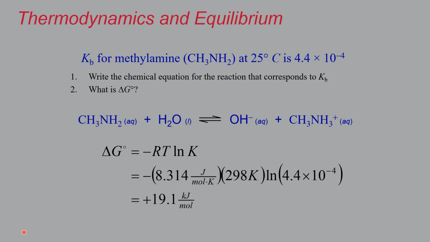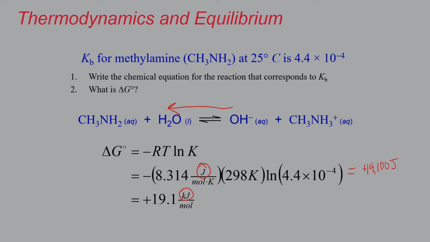When you do this, it will give you an answer of positive 19,100 joules or thereabout. Be careful with units. There's a joule buried in here. Typically, these things are converted to kilojoules per mole because that's a more manageable number. So in this case, it is positive 19.1 kilojoules per mole. What does that mean? That means that under those conditions, it is reacting spontaneously in the reverse direction.